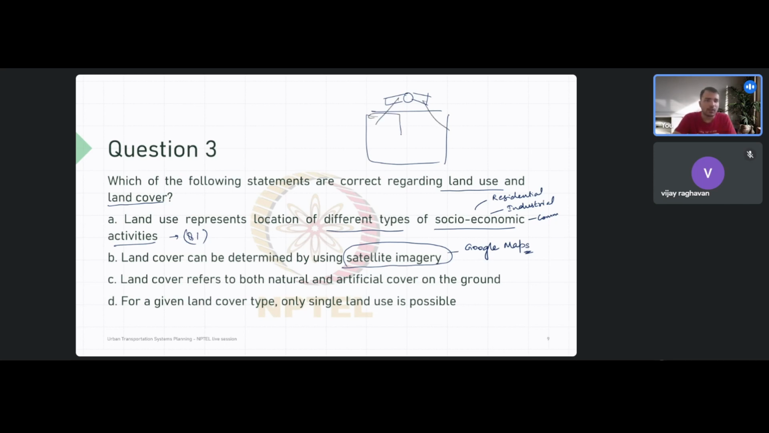So if we can see that okay, there is a big place here, but there are no houses, so it can be maybe an industry or a commercial place. There are many small houses in a place, so maybe it is a residential area. There are big buildings, so maybe it is a commercial area. In a place there are only trees, so maybe it is forest cover, that is natural land use.